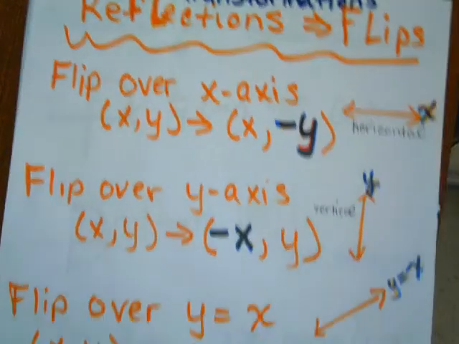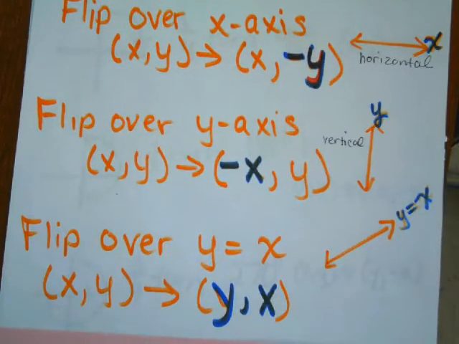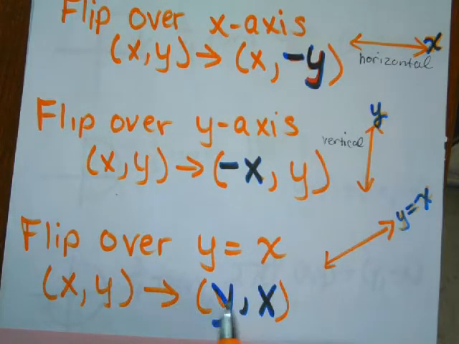Next, if we flip across y equals x, then the coordinates of the points change places. So this is my original, this would be my new set of points.